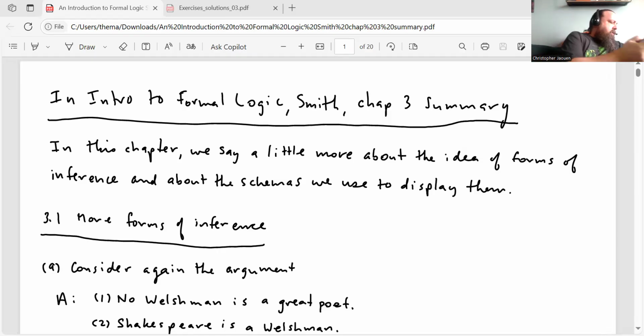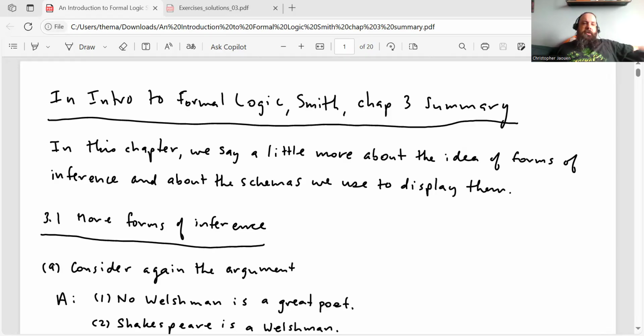All right, and like I said, this chapter is kind of short, but there is some interesting stuff in it. I'm really actually looking forward to the next couple of chapters, which deal with proofs, but we have to get through this first. So let's do that.